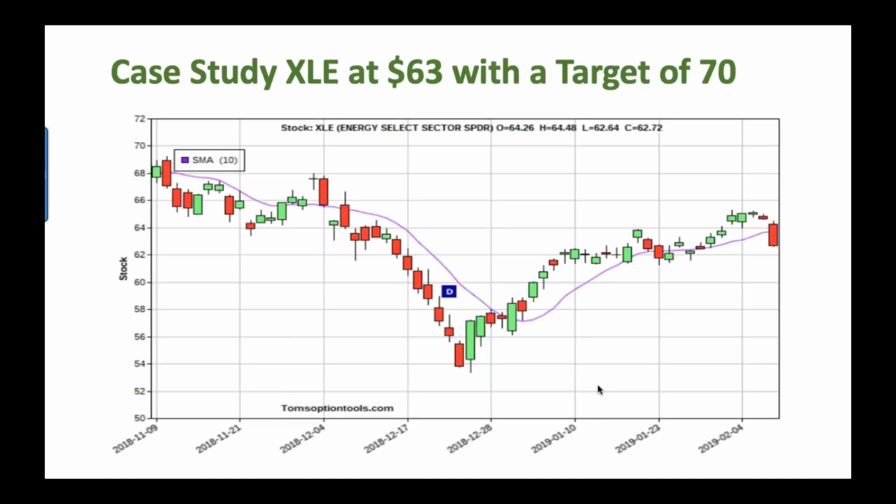Now, let's get back to our case study and put that together as a real case study. So today, XLE traded right around the $63 mark. And as I'm looking at it, it looks like a big V. That's kind of what the overall market did. We dropped down in December, and we came right back out of it in January. And here we sit, the first week of February, and I think the market's done its initial V move, down and then up.